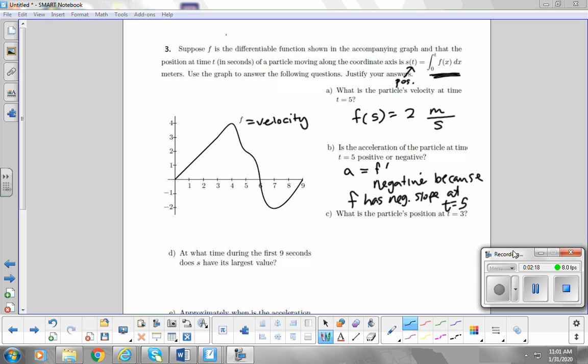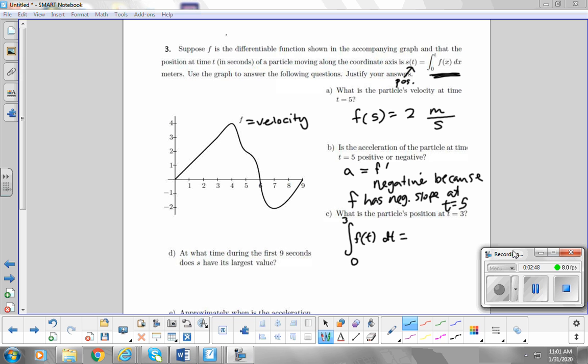Okay. What is the particle's position at time 3? Oh, that's a 3. So that's when we have to do the antiderivative. What's the formula for position? The antiderivative. The integral from 0 to 3 of the f function.